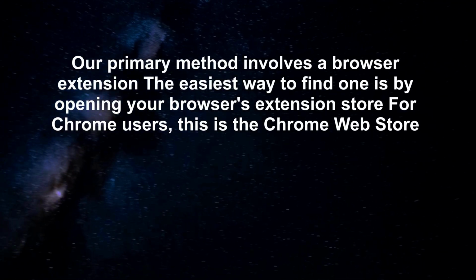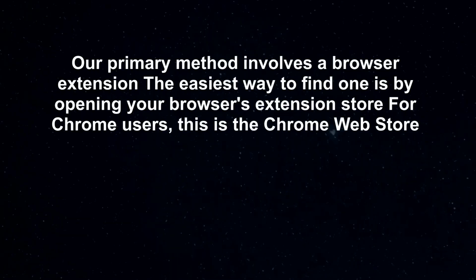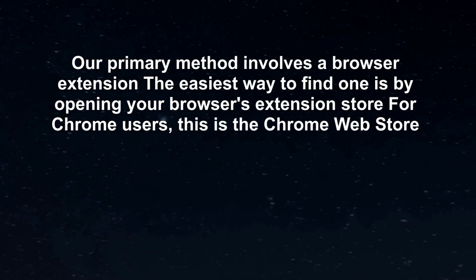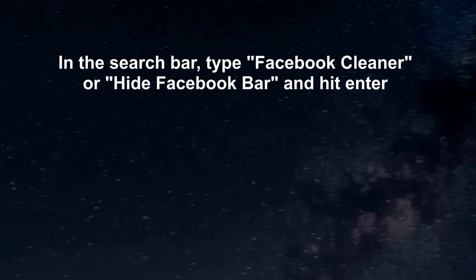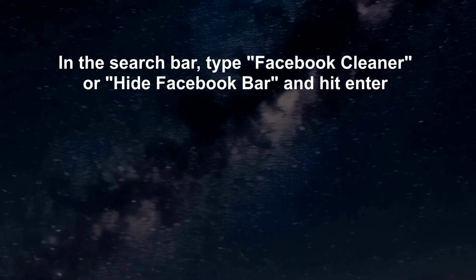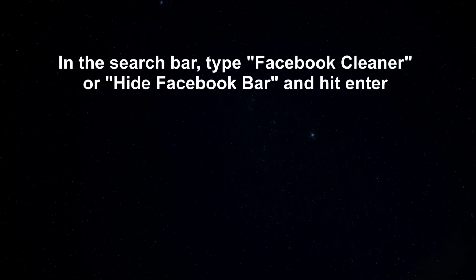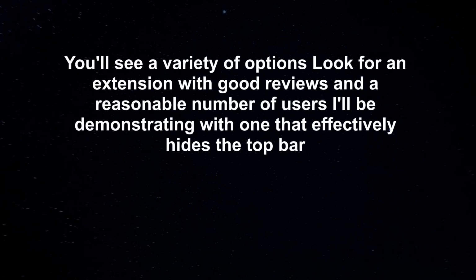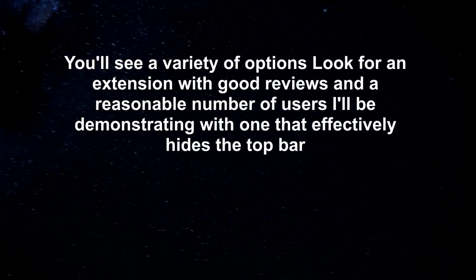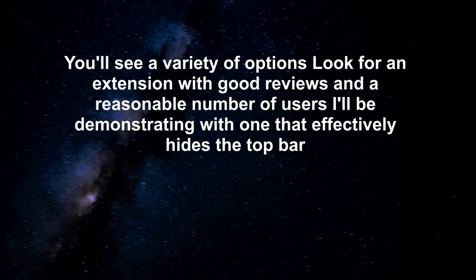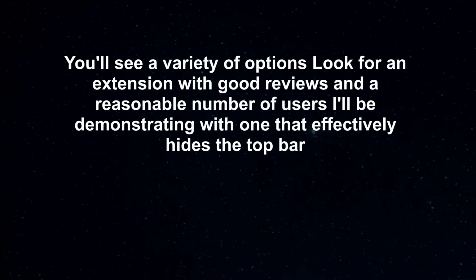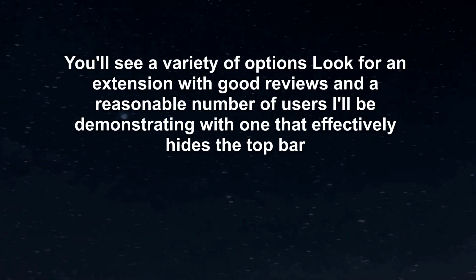The easiest way to find one is by opening your browser's extension store for Chrome users. This is the Chrome Web Store. In the search bar, type Facebook Cleaner or Hide Facebook bar and hit enter. You'll see a variety of options. Look for an extension with good reviews and a reasonable number of users. I'll be demonstrating with one that effectively hides the top bar.